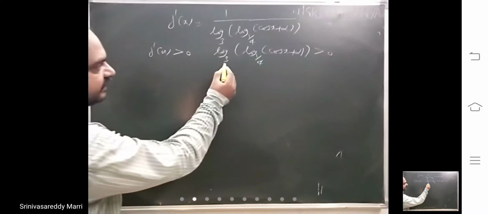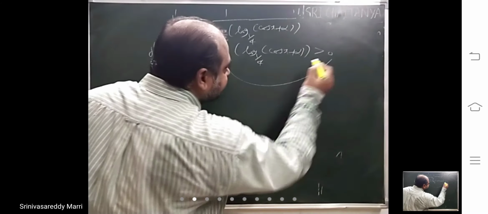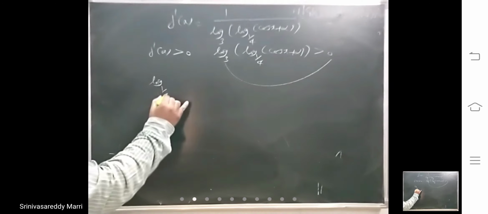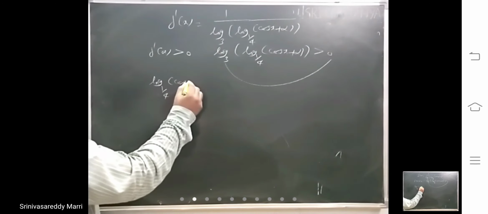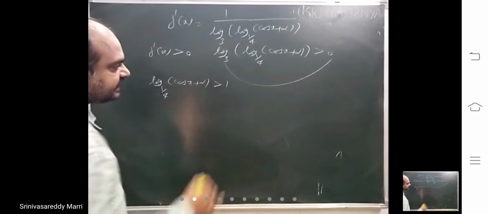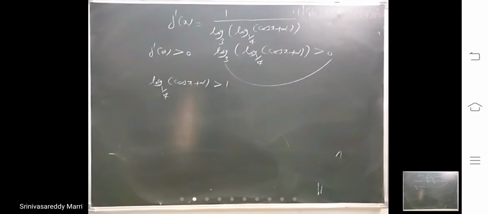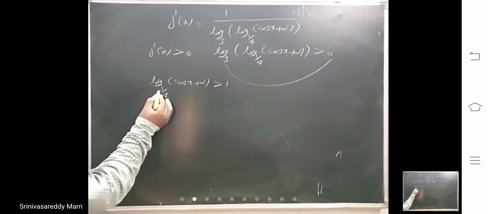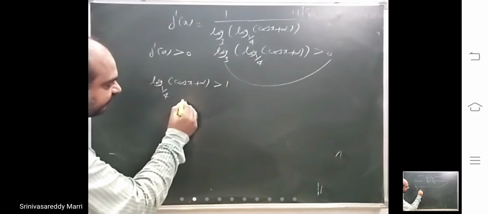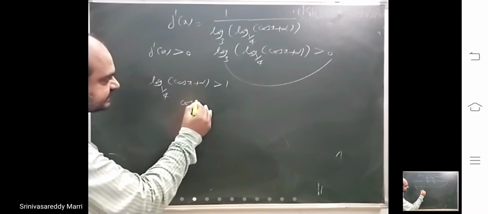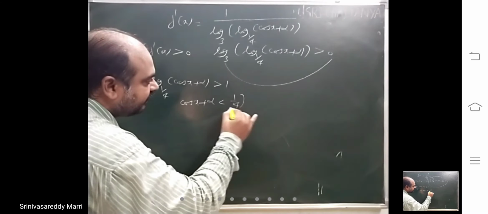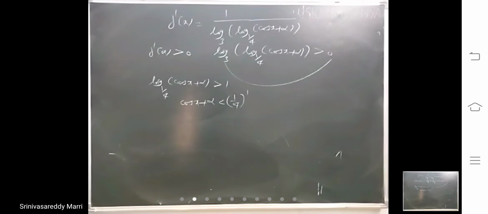Now you can observe, eliminate this logarithm. This will come to that side as 3 power 0. If you eliminate the logarithm, 3 power 0 means what? That is 1. Now if you eliminate this logarithm with base 1 by 4, since the base is less than 1, cos x plus alpha will be less than 1 by 4 to the power 1.